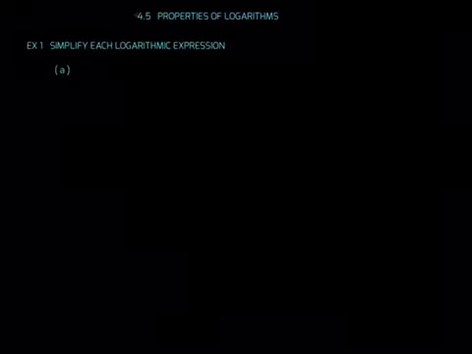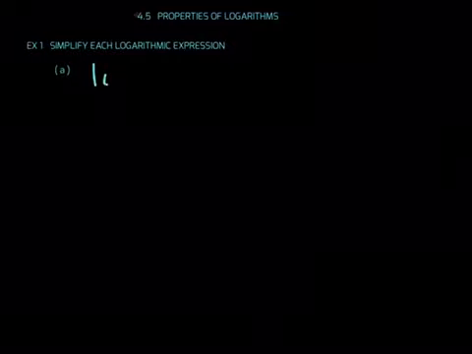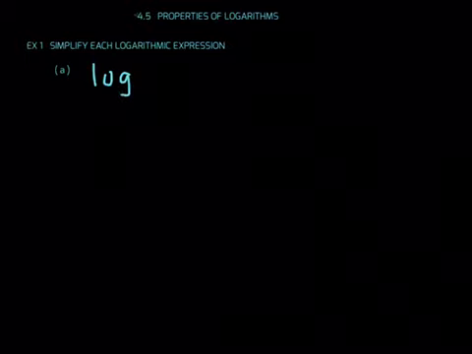All right, everybody, Chapter 4, Section 5, Properties of Logarithms. All right, the first example says to simplify each logarithmic expression. The first expression they're asking you to simplify is log of 1.